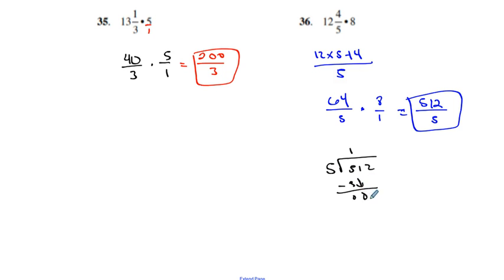Bring down your 0. Bring down your 1. Goes into 1 0 times. Bring down your 2, goes into 12 twice, and your remainder is 102 and 2/5. That's an improper fraction, as in mixed number.